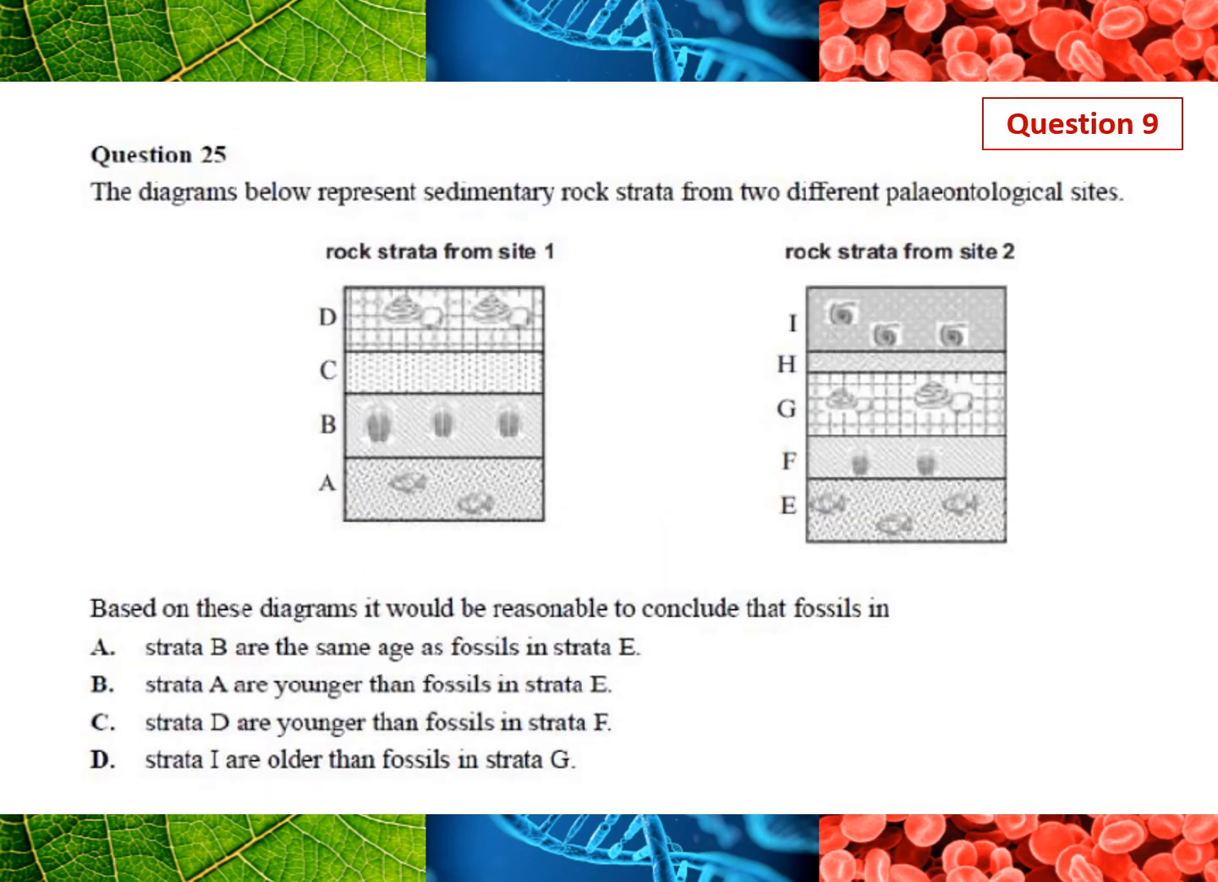Okay, these next 2 questions more kind of relate to what we did in the last lesson, just to see if you remember that. So this is showing us 2 rock strata from 2 different sites, site 1 and site 2. Hopefully you're looking at this and realizing that these layers are not the same, okay? These 2 are the same. They've got the same shading, they've got the same fossils in them. So A and E are the same. B and F are the same type of rock.